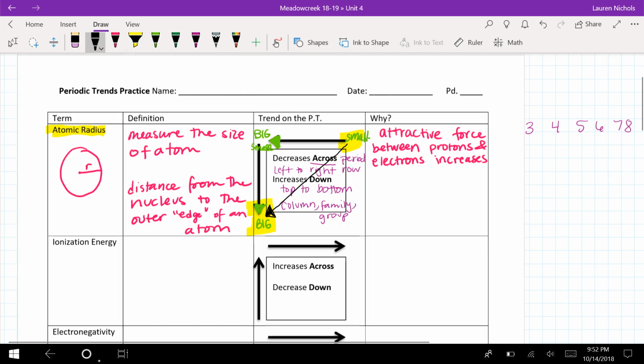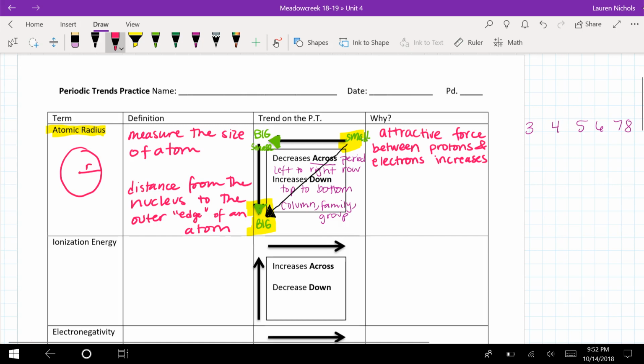So if you're comparing two elements that are maybe not on the same row and not even in the same column, they don't share either of those, you can use this diagonal line to help you. And when we think about the trend from top to bottom, why does it do that?